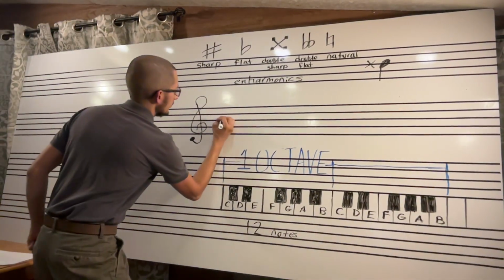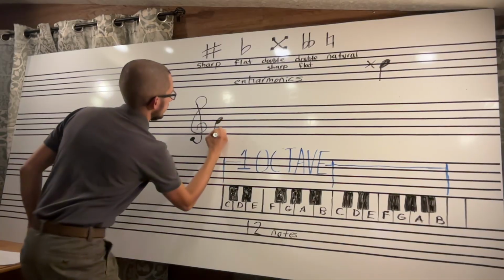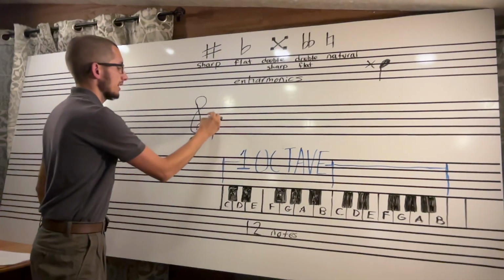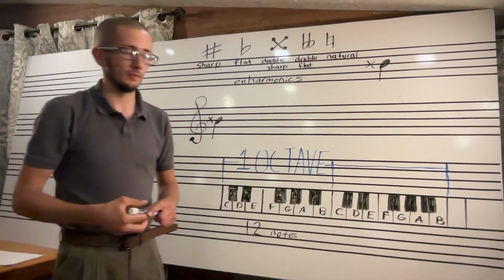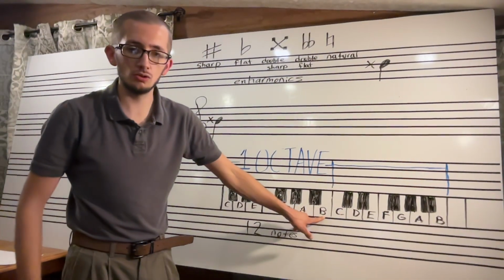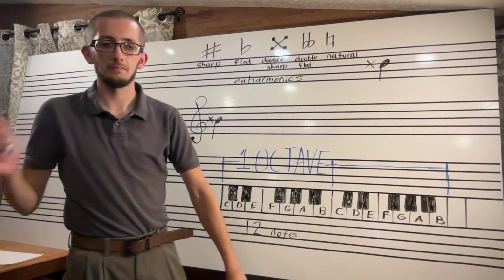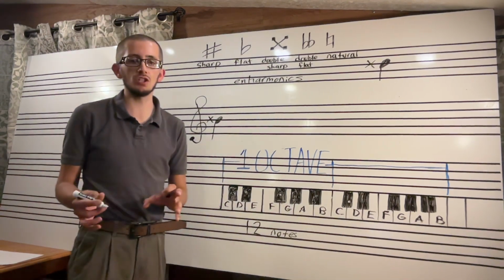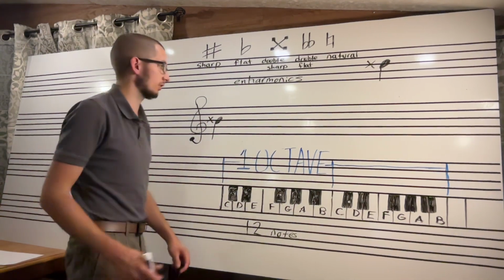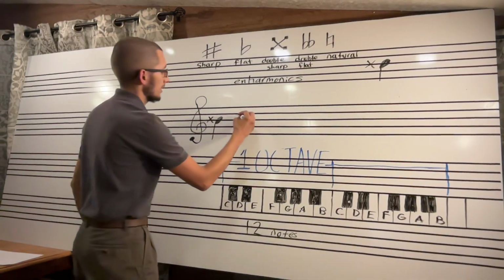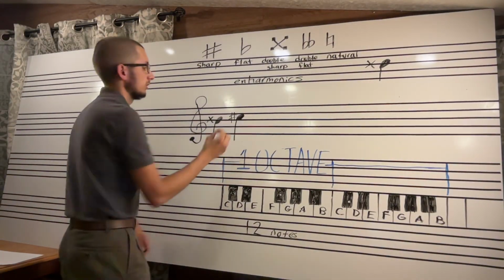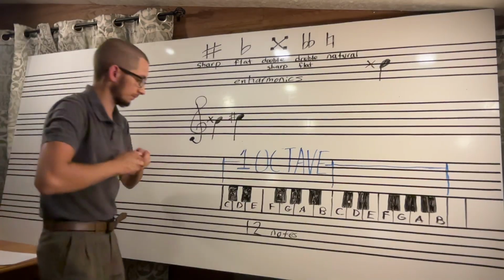All right, we got a B right here. What happens if we add a double sharp sign next to it? That B turns into a C sharp. So B double sharp and C sharp are enharmonic equivalents.